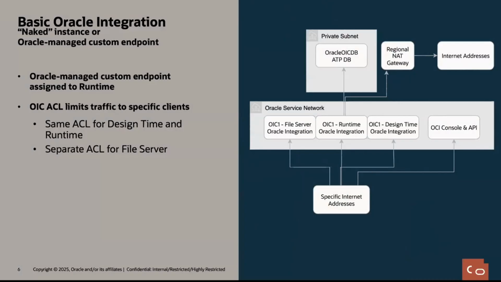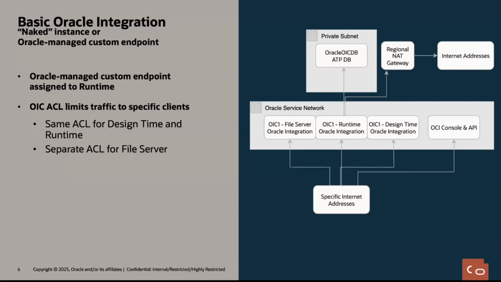So let's begin by talking about what are all the different components that are exposed on the network with an Oracle integration instance. A number of additional components may be exposed, but they will ultimately go through these same paths.